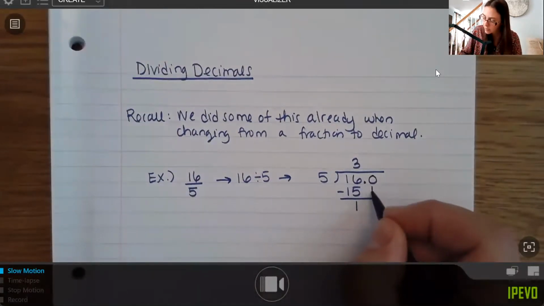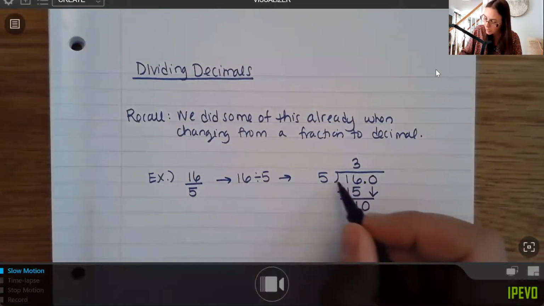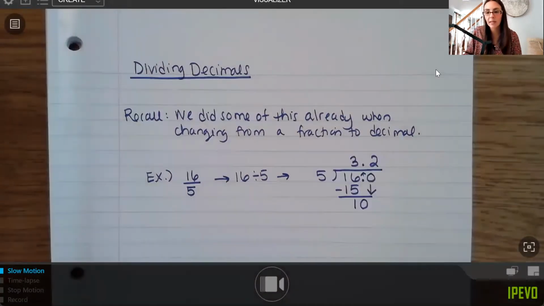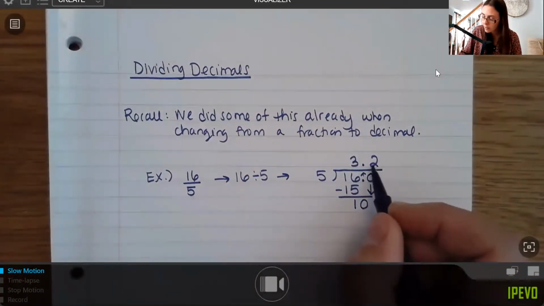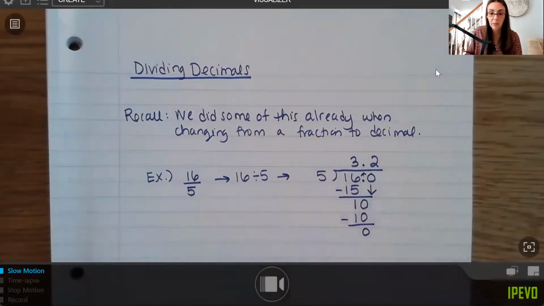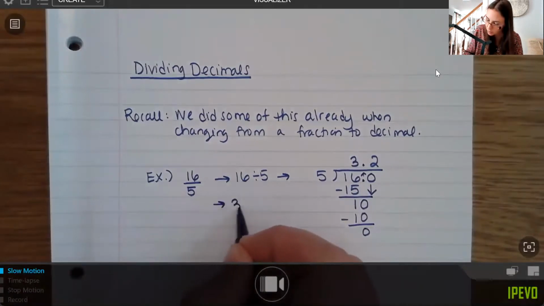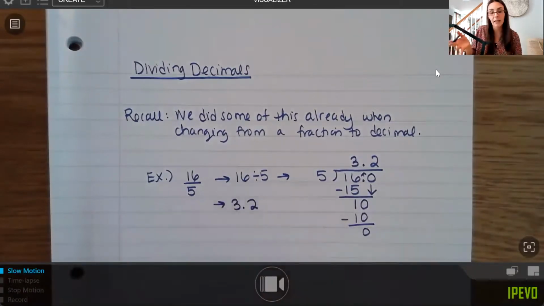So if I attach 1 0 and I bring that down, 5 goes into 10 2 times. This decimal point just goes straight up. So it's really important to stay lined up here. And then 2 times 5 is 10. And I end up being finished here. So my answer is just 3.2 or 3 2/10 in this case.